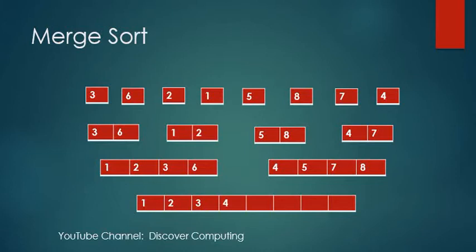6 is not less than 5, so 5 goes next, followed by 6, and 7, and then 8. That's pretty much all you need to know for the merge sort algorithm.